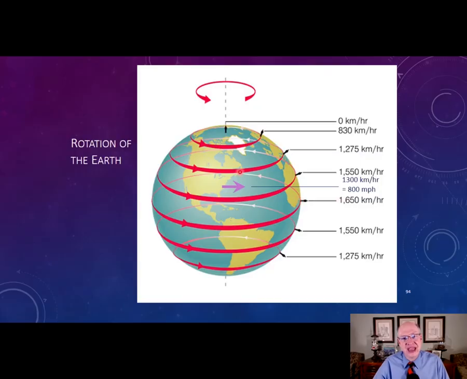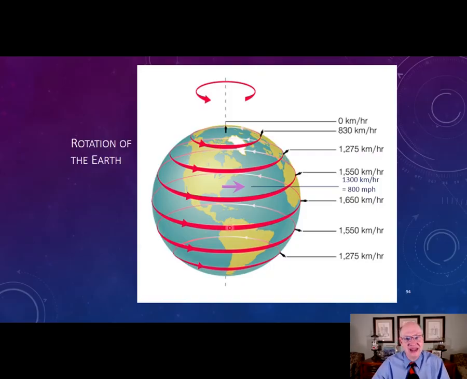People on the equator have to make this huge, big circle, and they have to do it in 24 hours. People up here in the far north have to make the same circle, but their circle's a lot smaller, and they have to do it in the same 24 hours, so their speed is much slower. They're moving about 830 kilometers an hour. Down here at the equator, they're moving twice as fast, at 1,650 kilometers per hour. So the best place to launch satellites would be on the Earth's equator, because then you get the maximum advantage of using the Earth's rotation.